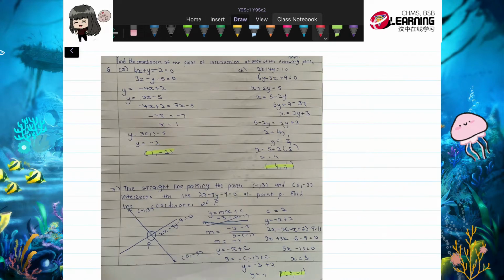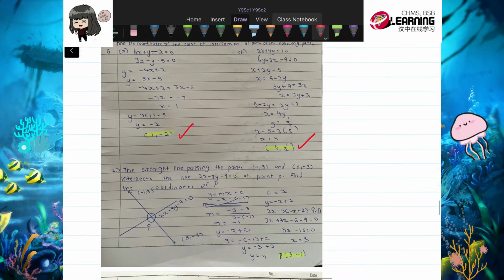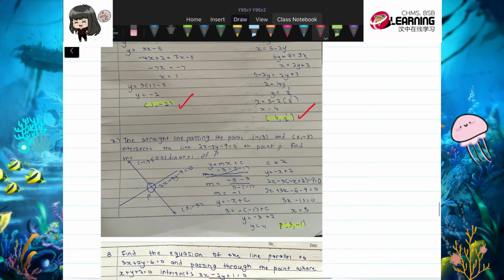Let's look at question number 6a. It's just a simultaneous equation, so please tick your answers. It must be in coordinate form: bracket 1, comma, negative 2. This one is 4, comma, half. This is Jackson's working from year 9 science 2, so let's mark his work.